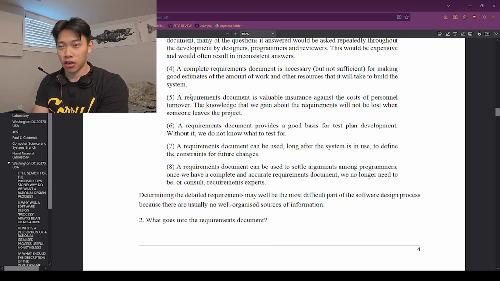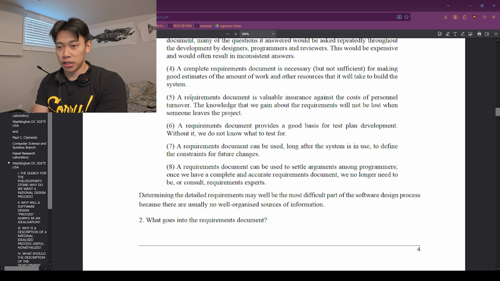6. A requirements document provides a good basis for test plan development. Without it, we don't know what to test for. 7. A requirements document can be used long after the system is in use to define the constraints for future changes. A requirements document can be used to settle arguments among programmers. Once we have a complete and accurate requirements document, we no longer need to consult requirement experts.